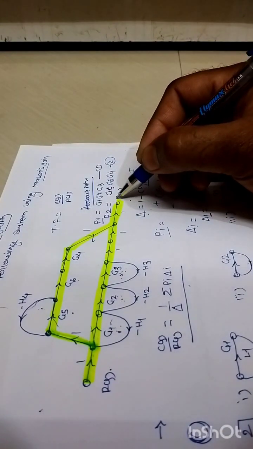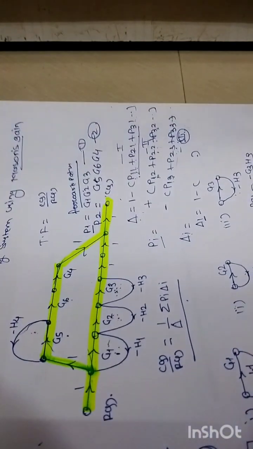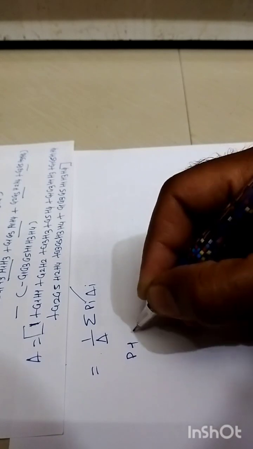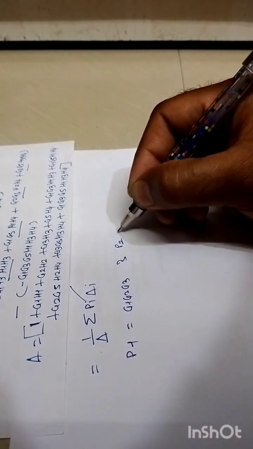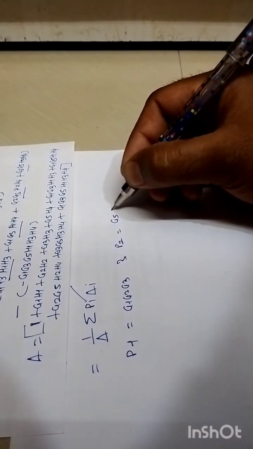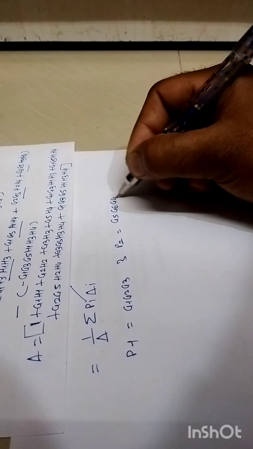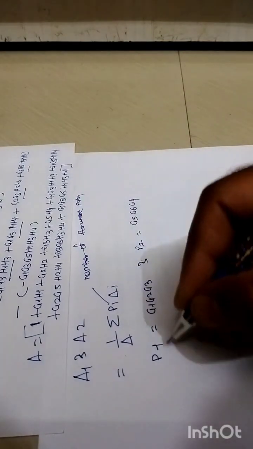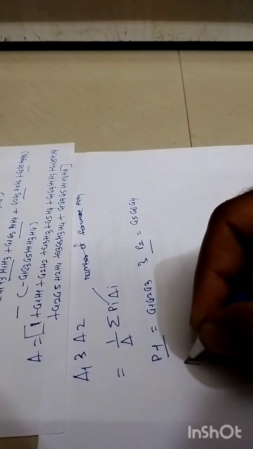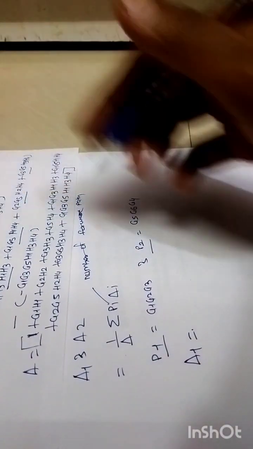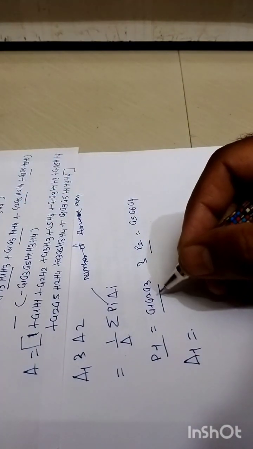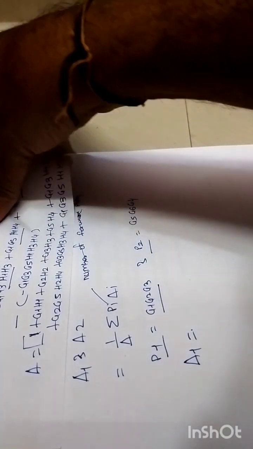This is P1 and P2. So here I will write these two forward paths. P1 equals G1 G2 G3 and P2 equals G5 G6 G4, right? So accordingly we need to determine this delta 1 now. Delta 1 is nothing but, as we know, G1 G2 G3, this is the forward path number 1.